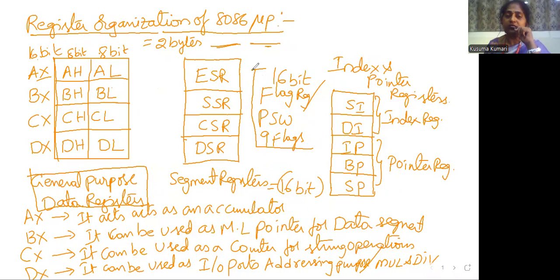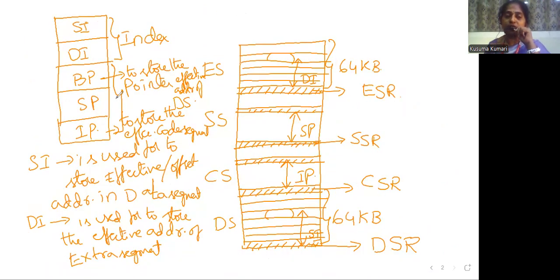Similarly, the next one is the flag register. Its size is also 16-bit, and in a separate class I will explain the flag register, also called the program status word. The next types of registers are index registers and pointer registers, which are used to store the effective or offset addresses of the concerned segments. Particularly, this concept is used for memory segmentation. Okay, thank you.